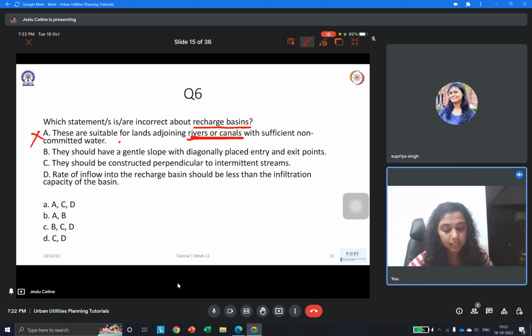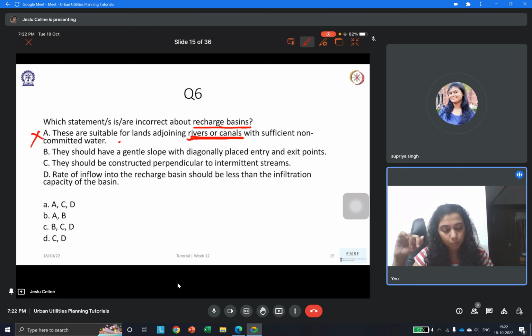So actually, it is suitable. It is very good if you have a recharge basin. So the idea is we want the surface water to go into the subsurface level, which will not happen in the case of a surface water body. It won't go down in that region. So we need to take that water and put it down through some other methods.